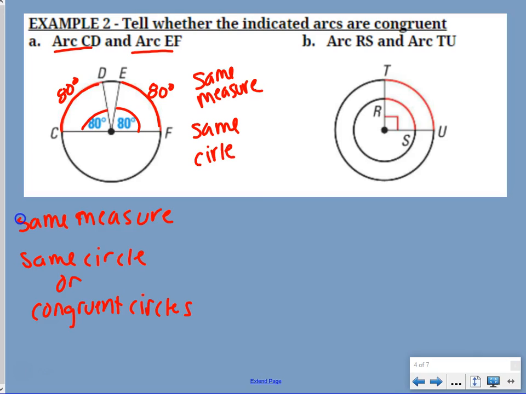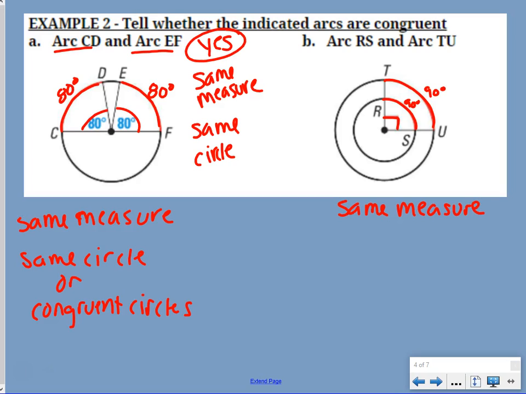So since it fits both those categories, we can say yes, they are congruent arcs. Second example, we have arc RS highlighted in red and arc TU also highlighted in red. They have the same central angle of 90 degrees, so they are both a 90-degree arc, which means they have the same measure. So that's one piece.